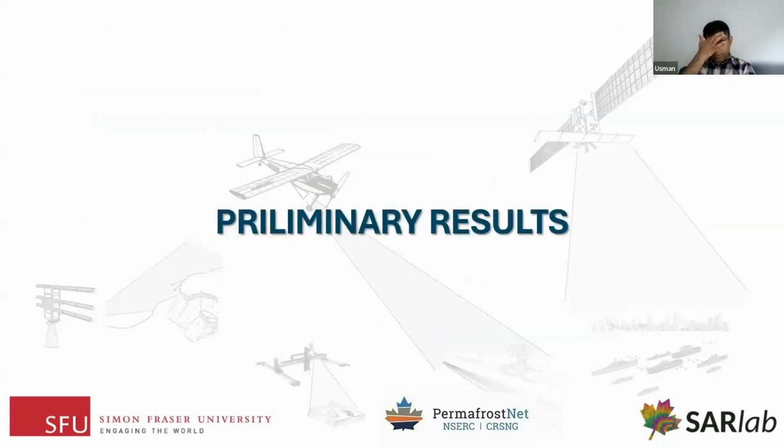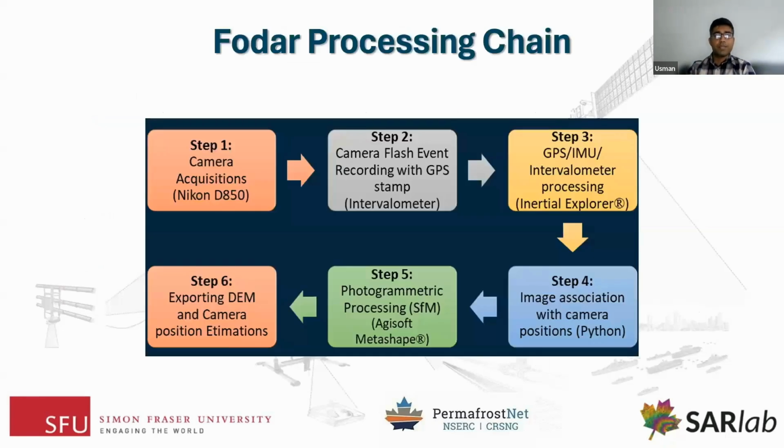Going over to the results section, this is the processing chain. I don't want to talk about it in too much detail, but the primary focus I'll bring to your attention is the image association with the camera positions. This is the most important part of the 4DAR processing chain. If you're repeating the data sets over and over again and the camera positions are not properly associated, you would get repeatability issues.